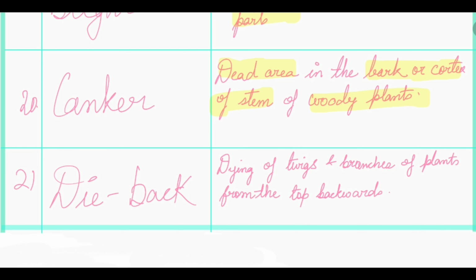Next comes the dieback, in which dying of twigs and branches of plants takes place. And as the name suggests, dieback happens from top to backwards. So it is the name given as dieback.